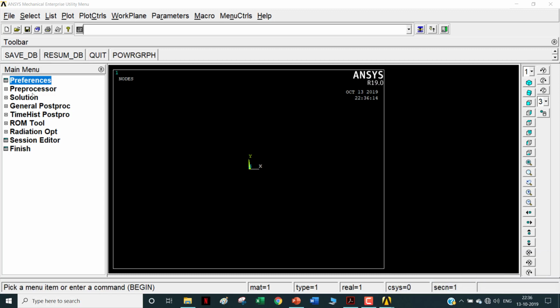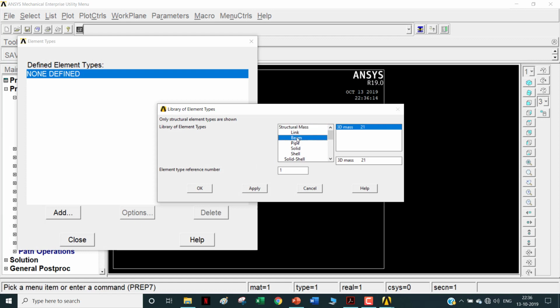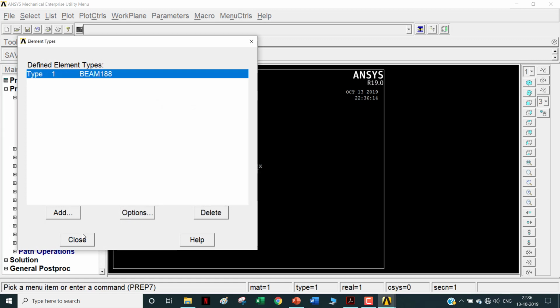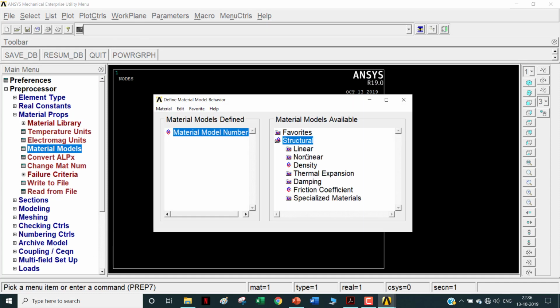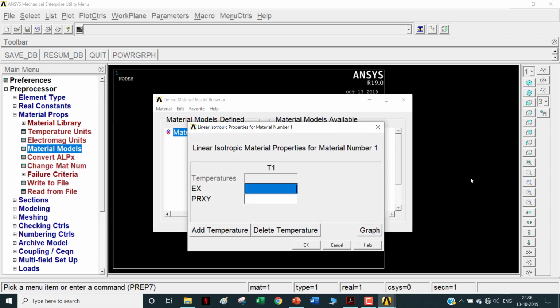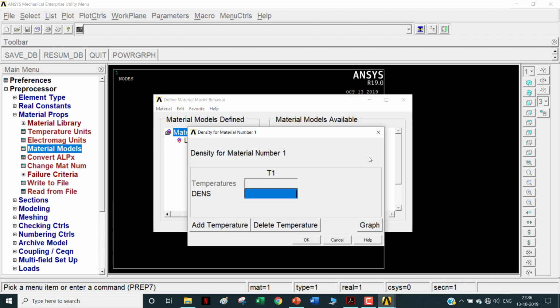Now go to preprocessor, element type, add, edit or delete, add, and BEAM188 2-node, click on OK and close. Next go to material properties, add the material, structural, linear, elastic, isotropic. My material has Young's modulus 2e11 Newton per meter squared. As I already told you, I'll give all the units in SI unit, right? And I also have to add the density to calculate the mass, right? So the density is 7800 kg per meter cubed. So it is an SI unit. I have added it in SI unit.